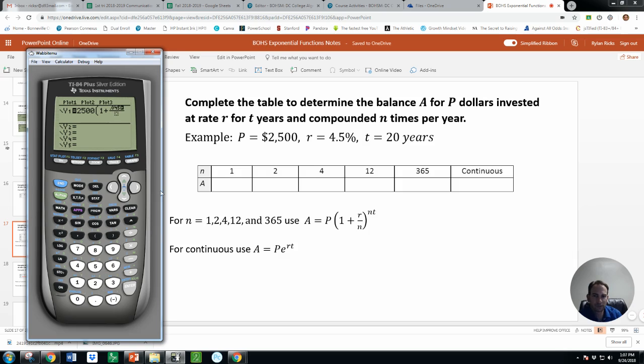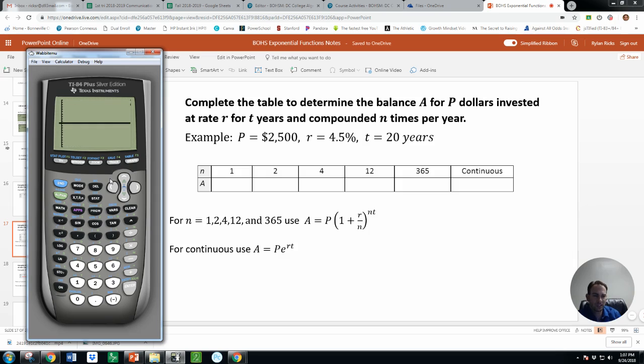So 0.045, so 0.045 is the equivalent of 4.5%, over n, well, n's the compoundings. This I'm going to leave as an x. And then I'm going to raise all of that to the 20x. So time is 20, x is my n. Now, I'm going to go to Window, and I'm going to make my x max 365. And then I'm just going to push trace.